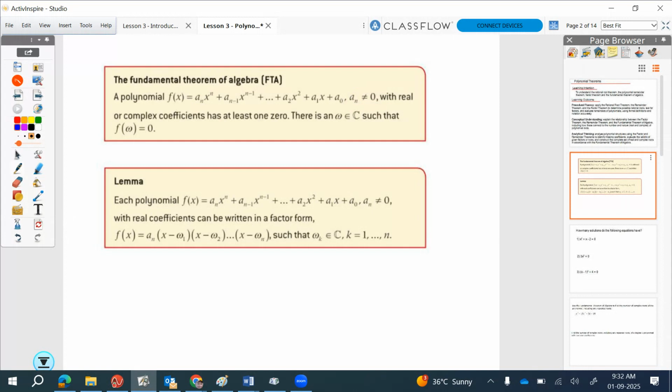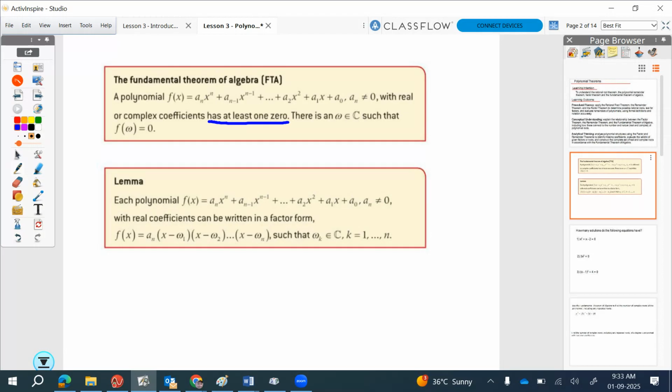So if we have any polynomial, this is what it says. It says if we have any polynomial, it has at least one 0. You cannot get a polynomial that doesn't have a 0. Now, you can get polynomials that have no real roots.